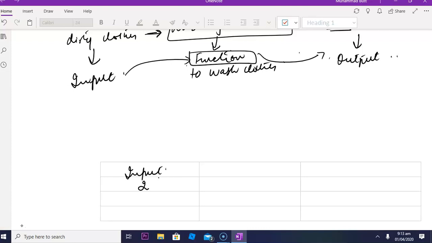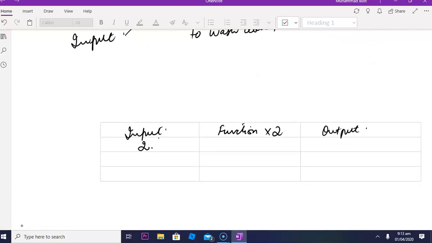The input is 2 and the function of the machine is to multiply it by 2, and then we can get the output. If the input is multiplied by 2, 2 is going to be multiplied by 2, the output is 4. What if the number is not 2, it is 3? The function is same, the function is to multiply it by 2, so what are we going to do? We'll multiply 3 by 2 and we'll get the output 6. What if the input is 4? Function is to multiply 4 by 2 and we'll get the output 8.